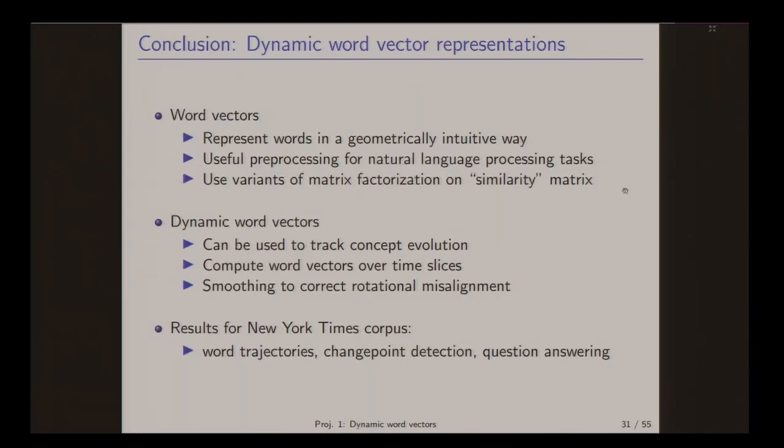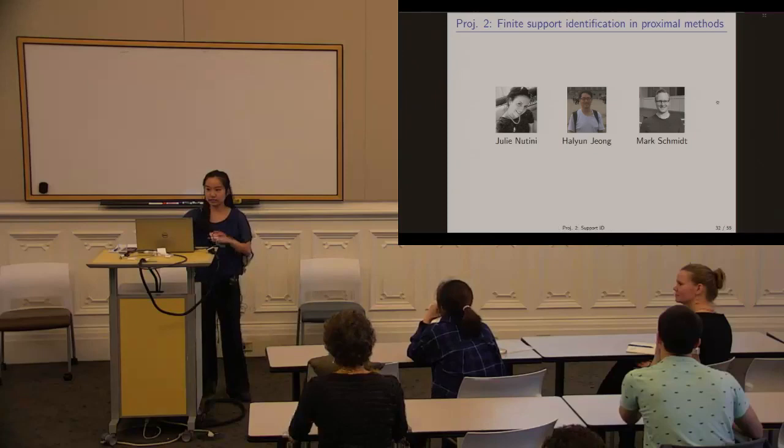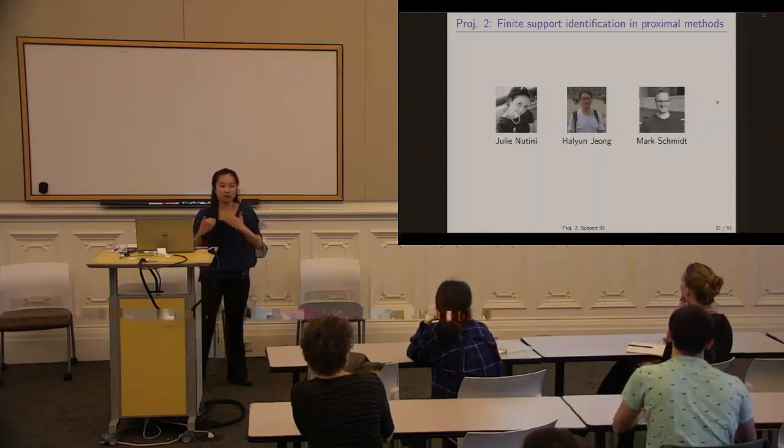So thank you. Now I'll move on to the second project. This project is a little bit of a change of gears. It's more about machine learning interpretability and understanding how solvers are actually working. So: finite support identification and proximal methods.